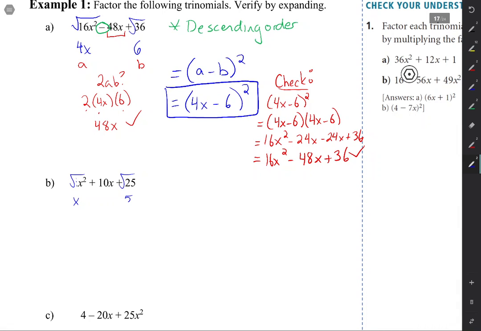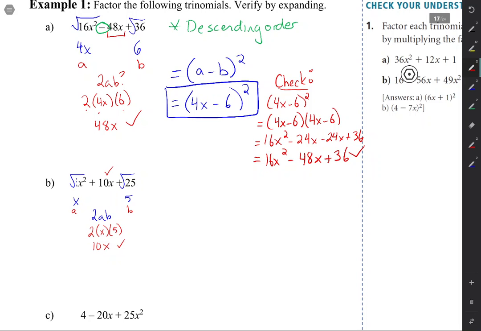Now let's check if that middle term is equal to 2ab. And remember that x and that 5 are the a and the b. So 2ab, that would be 2 times x times 5. And if we were to continue solving that, we would have 10x, which is equal to that middle term there. So this is indeed a perfect square trinomial.